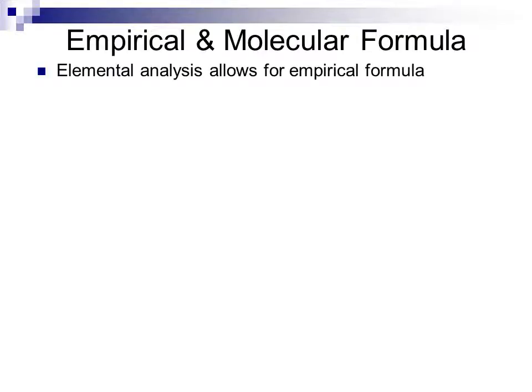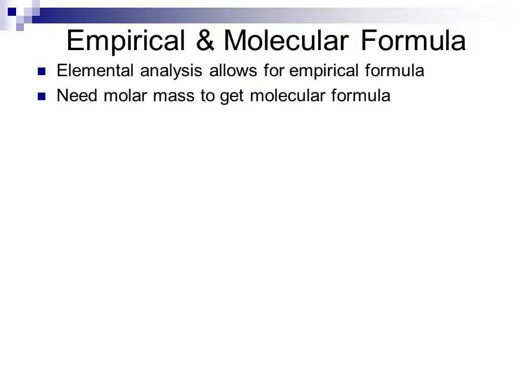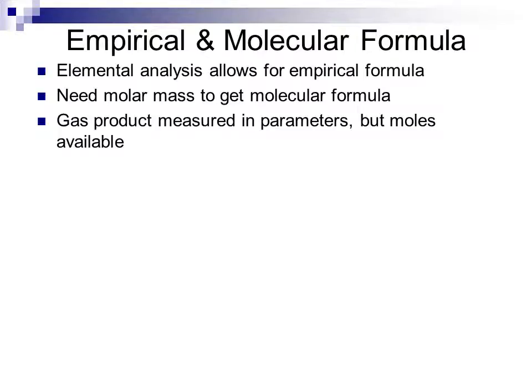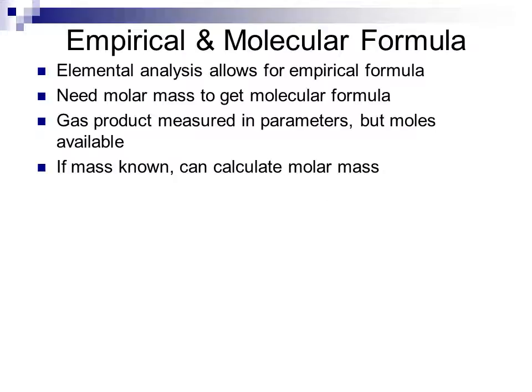If we look at elemental analysis, we can calculate an empirical formula like we always have been able to. However, in order to convert from an empirical formula to a molecular formula, we need to know the molar mass of the gas. A gas product can be measured via the gas parameters, pressure, temperature, volume, but we can also get moles out of those measurements via the ideal gas law. So if I know the mass of a gas that I began with, I can calculate the molar mass of that gas once I know the number of moles involved.